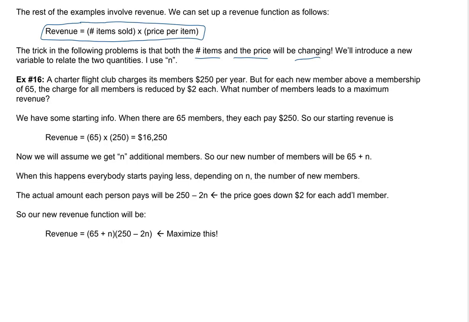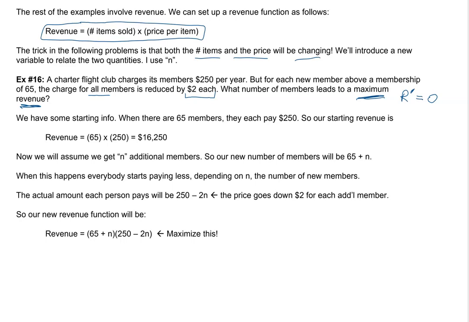Example number 16. A charter flight club charges its members $250 per year. But for each new member above a membership of 65, the charge for all members is reduced by $2 each. What number of members leads to a maximum revenue? As soon as I see maximum, that tells me I'm going to be solving the derivative of R equal to 0, R prime equal to 0. And all we have to do is get our revenue function.